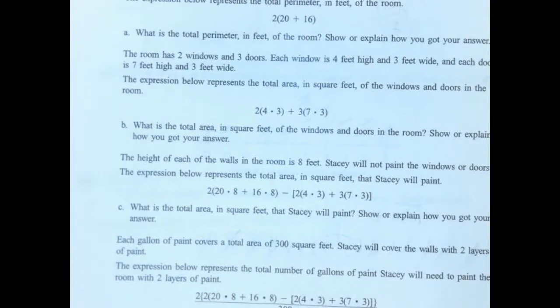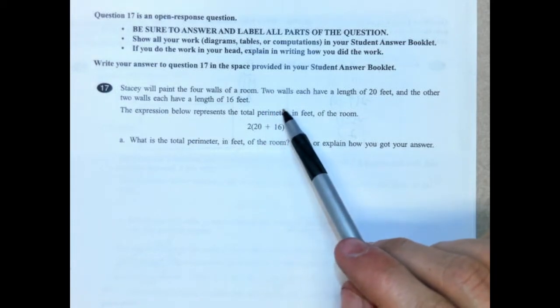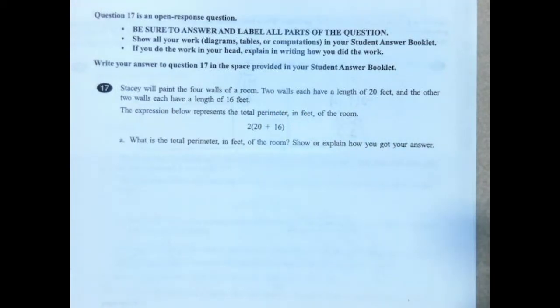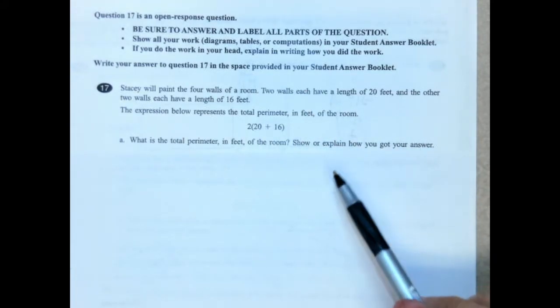Okay, number 17. Ooh, we're going to need a piece of scrap paper for this one. Let me go ahead and get that. Let me pause that for a second. Okay, I grabbed some scrap paper because there's really not enough room to write on this. So here we go. Stacy will paint 4 walls of a room. 2 walls each have a length of 20 feet, and the other 2 walls have a length of 16 feet. The expression below represents the total perimeter in feet of the room.